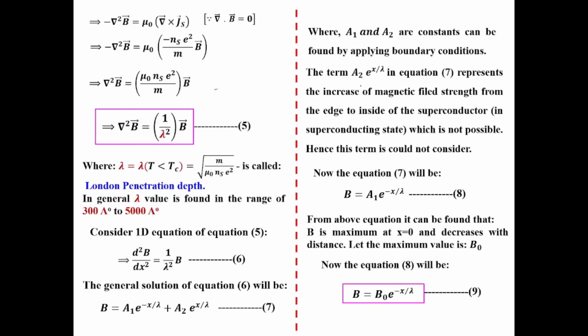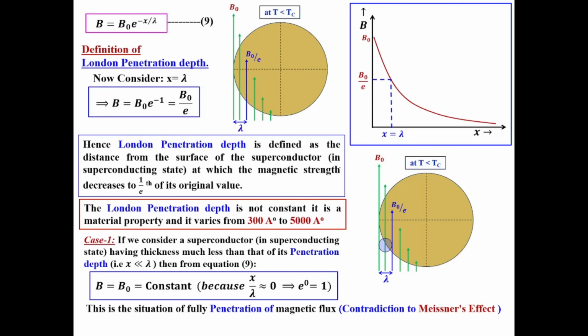Here you can see the term a2 e to the power x by lambda in equation number 7 represents the increase of magnetic field strength from the edge to inside the superconductor, which is in the superconducting state, which is not possible. What is the meaning of that? Here you can see, suppose this is the superconductor.